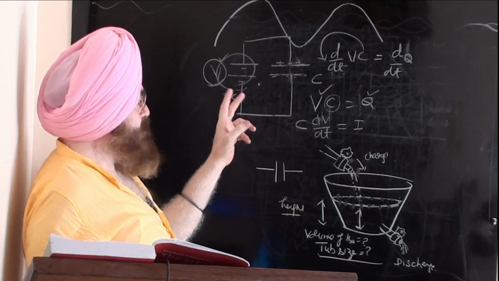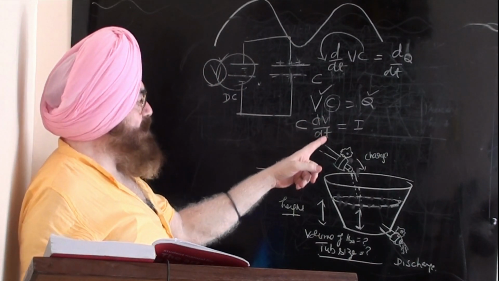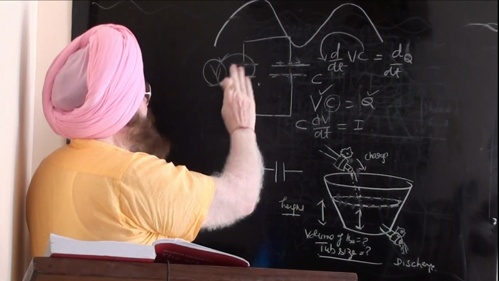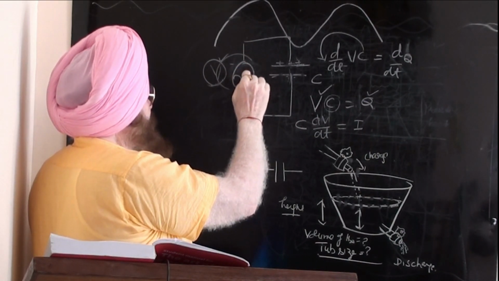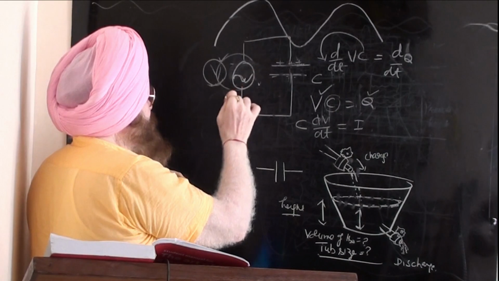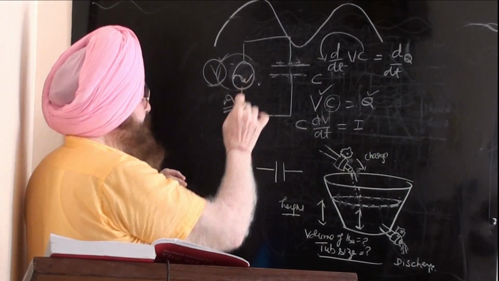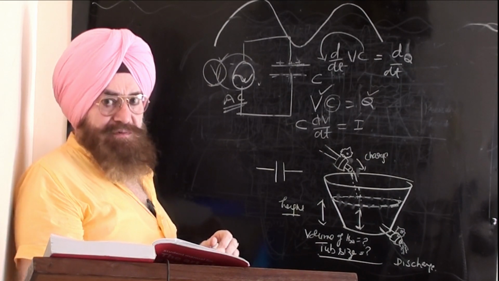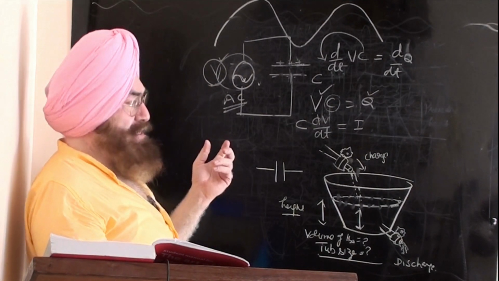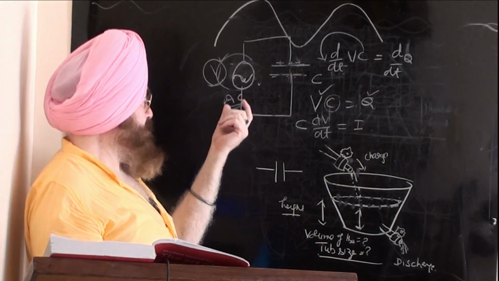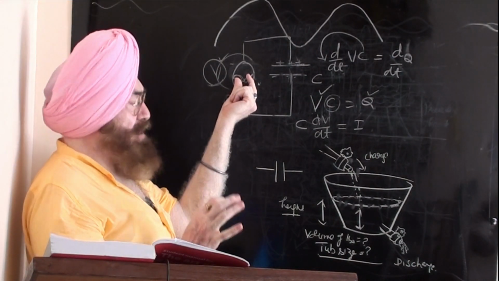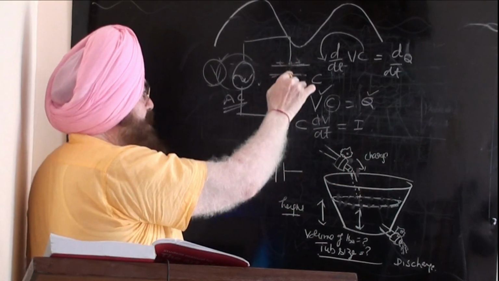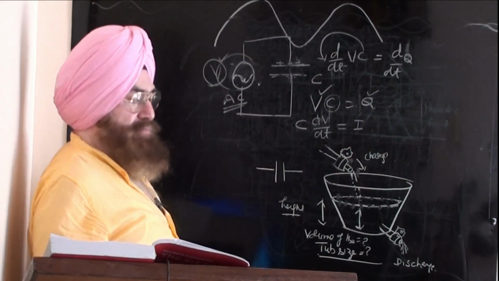But when the voltage is changing with respect to time, what it means is this: if this voltage source is AC, the AC voltage source means alternating voltage, which is changing in magnitude and direction. If the voltage keeps on changing, then there will be current. That AC current will pass through the capacitor.